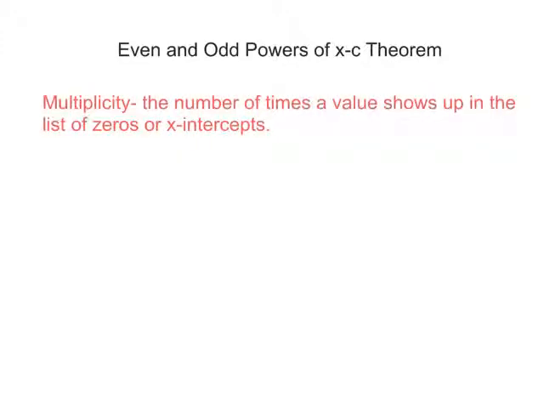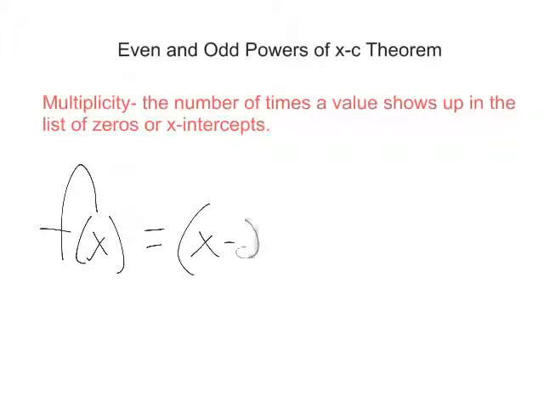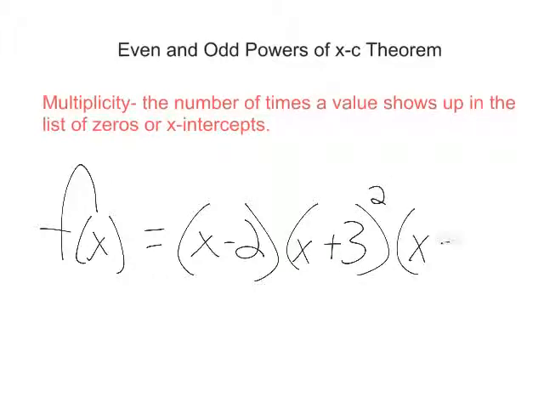Now you might be wondering what that has to do with the power on a particular factor of a polynomial. So let me show you how these two things are connected. Let's say that we've got a function, f of x is equal to x minus 2 times x plus 3 squared times x minus 1 cubed. Okay? Now, let's talk about what these exponents mean.